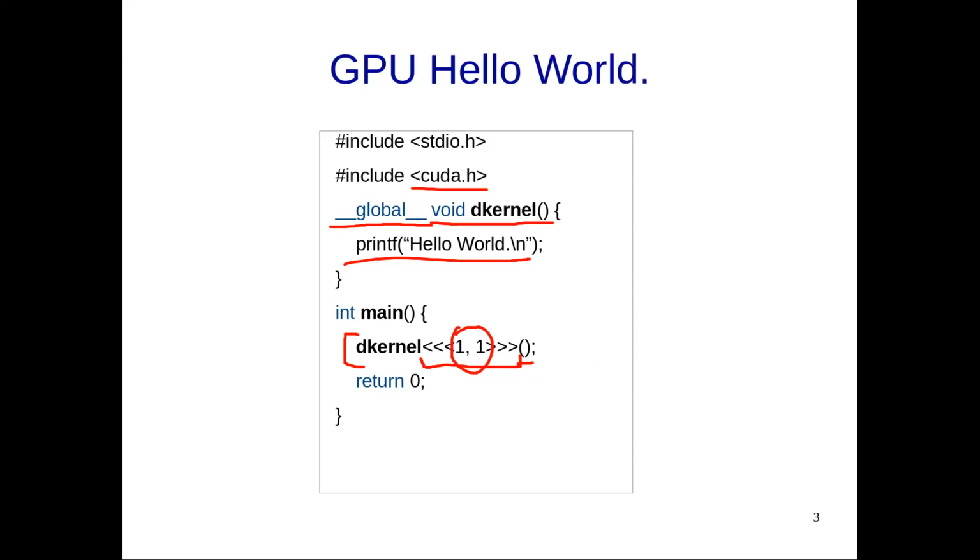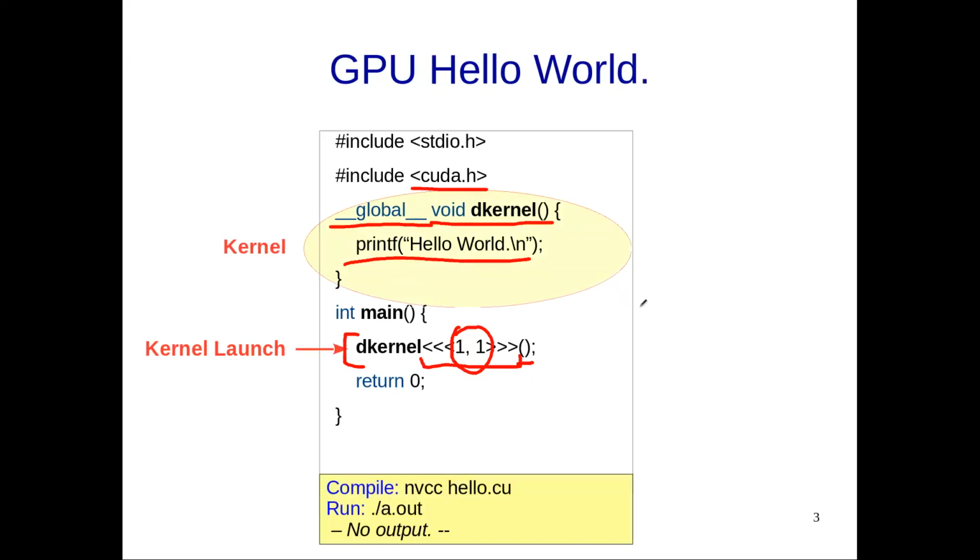So if that is the case, what I expect is that when I run this program, it should do a GPU-based computation, and the GPU should print hello world. That is the expectation. So this is our first hello world program. This is called the kernel, and this one is called the kernel launch. When I compile it, it compiles fine.